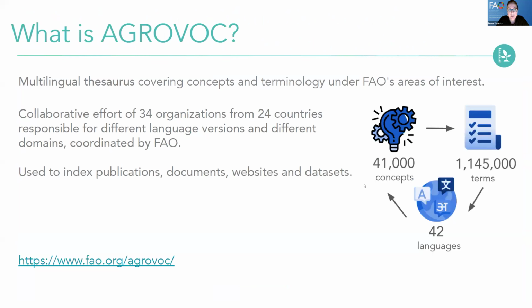Just to introduce you a little bit to Agrovoc, it is a multilingual thesaurus covering concepts and terminology under FAO's areas of interest. It's a collaborative effort of 34 organizations from 24 countries. I see that today in this webinar there are quite a lot of people coming from our Agrovoc editorial community. Our colleagues in this community are responsible for different language versions and different domains, and all is coordinated by FAO in a way.